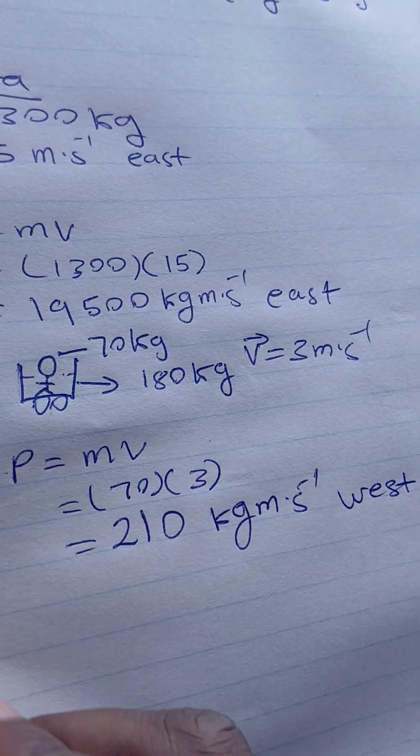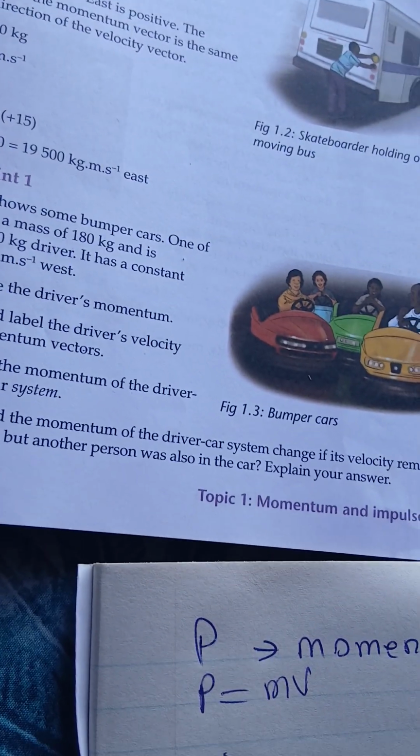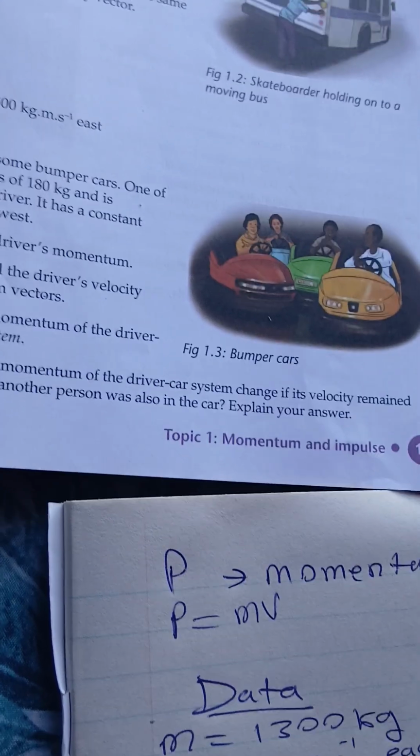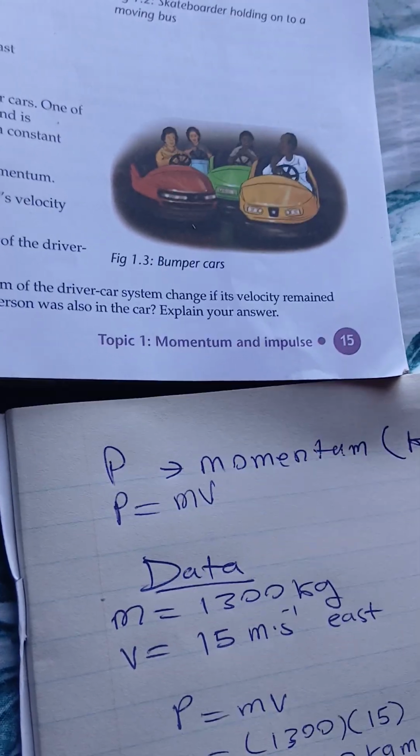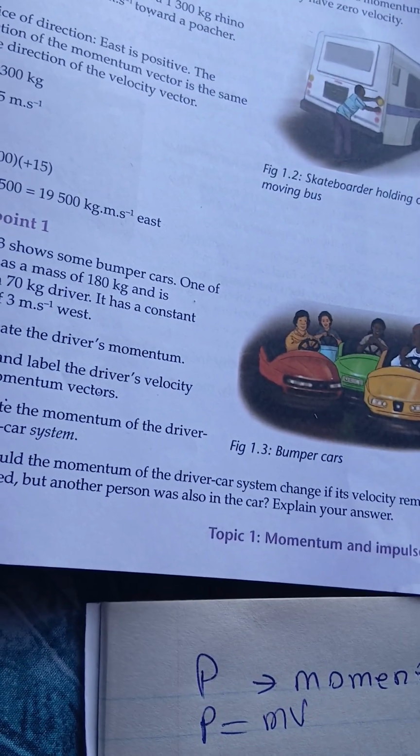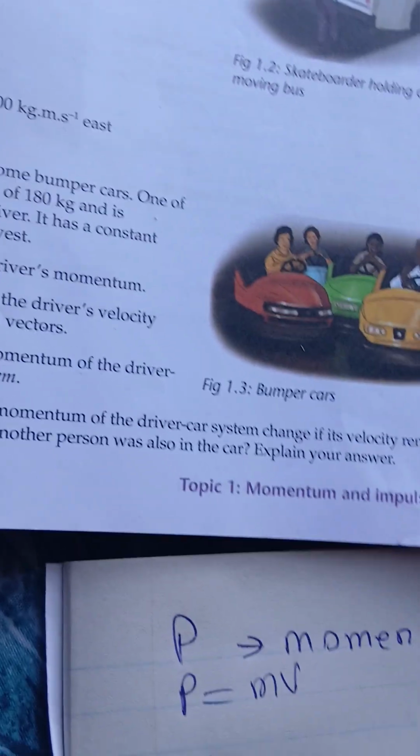All right. Number B, they say you must draw and label the driver's velocity and momentum vectors. Okay, I'm going to teach you that in another video. Let us go to number C. We'll come back to the vectors later. I will teach you that separately.